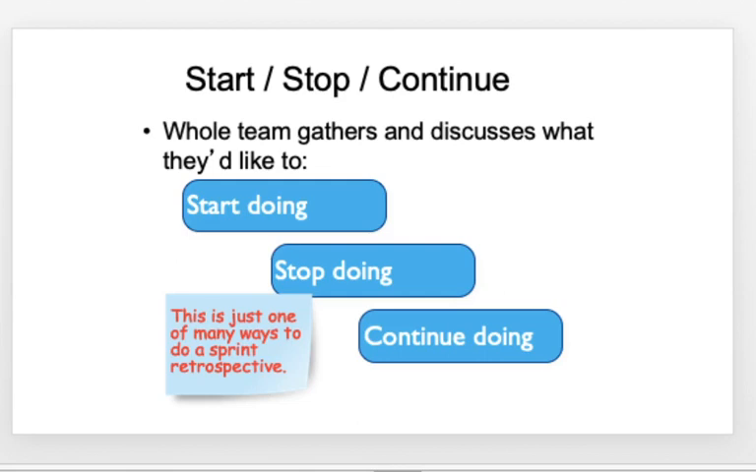So in the sprint retrospective, there are only three things. The whole team will gather and discuss what they would like to start doing, stop doing, continue doing.